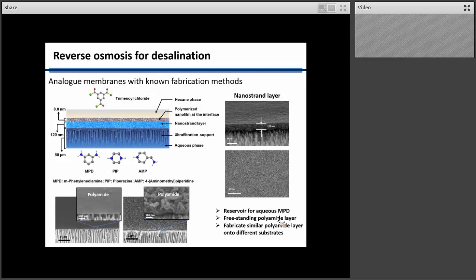Well, what we found when we did this is that if we use a low concentration of amine and trimethyl chloride, we can get extremely flat, very flat films made of polyamide. As we increase the concentration of the reactants, we get these rugose structures, the crumpled layers that you typically see in the commercial RO membranes.